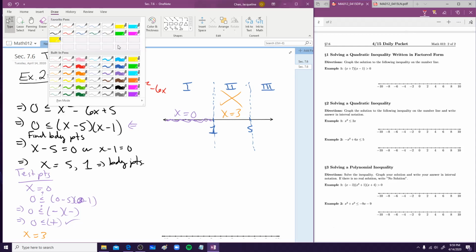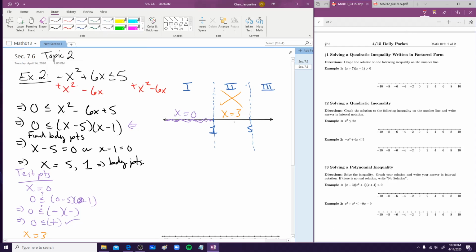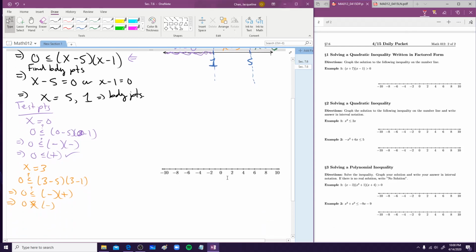So lastly, we have to do one more interval. We still have to do interval 3, and we have to pick a number between 5 and infinity. So whatever you want, I'll pick 6. Okay. So when x is equal to 6, we have, is 0 less than or equal to 6 minus 5, and then 6 minus 1?